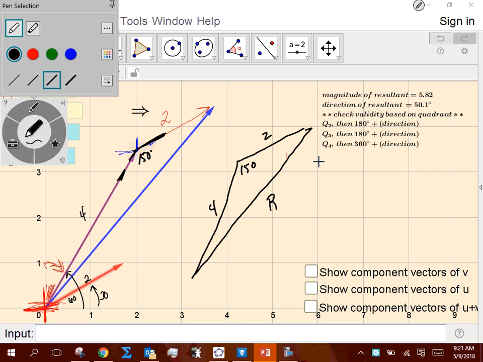I'm just going to call that distance capital R for resultant. Can I say that 4 squared plus 2 squared minus 2 times 2 times 4 times cosine of 150, and if I take the square root of that, does that equal R? Does anybody know what I just did there, what I'm using there? It's something we talked about at the beginning of chapter 5. We talked about it in geometry. We talked about it in algebra 2.